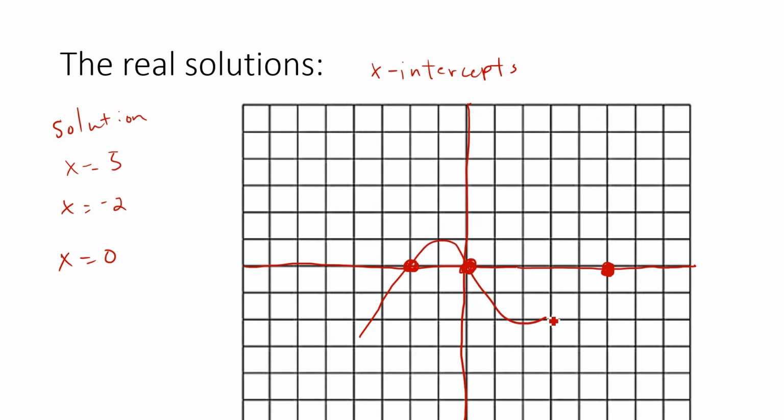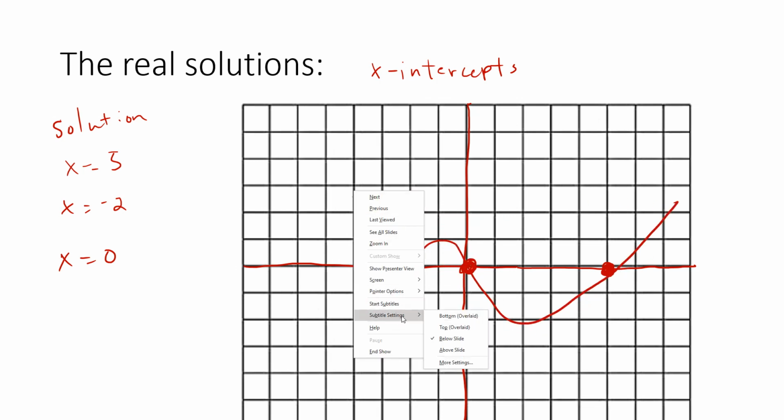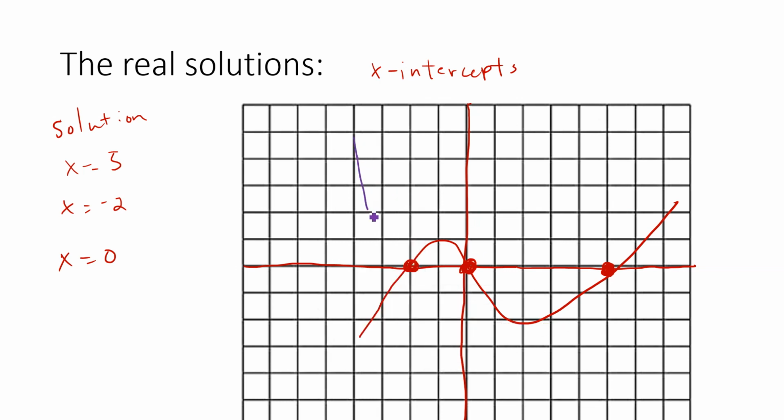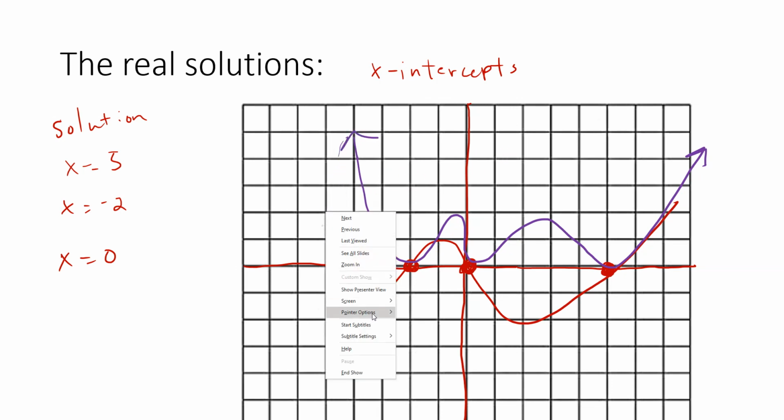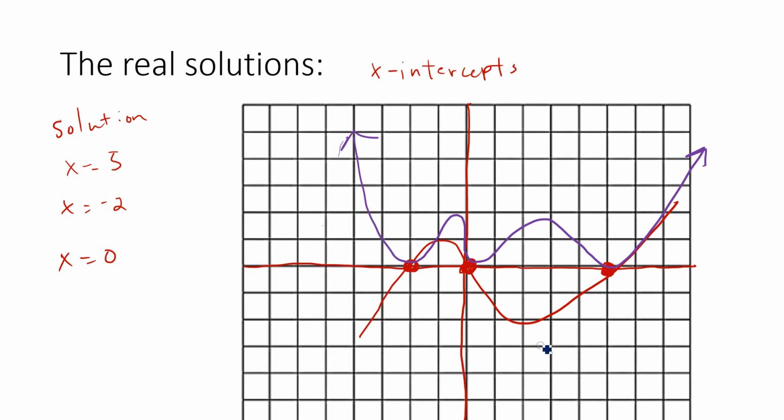So it could look like this. It could look like this. Which is weird, or some sort of combination like that. It could be, let's do blue, it could look like this. It all just depends on the degree and some other factors, but you'll always know that because you have solutions at 5, -2, and 0, you'll have those x-intercepts there every single time.